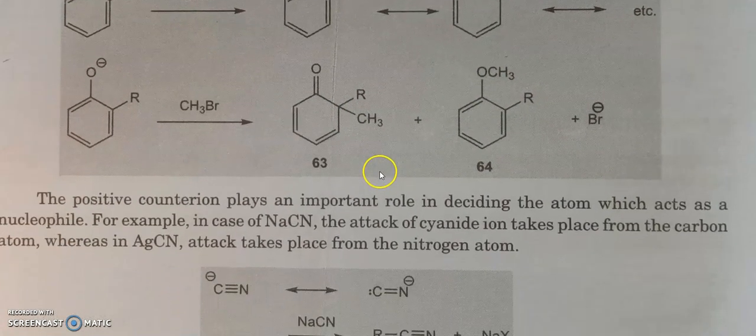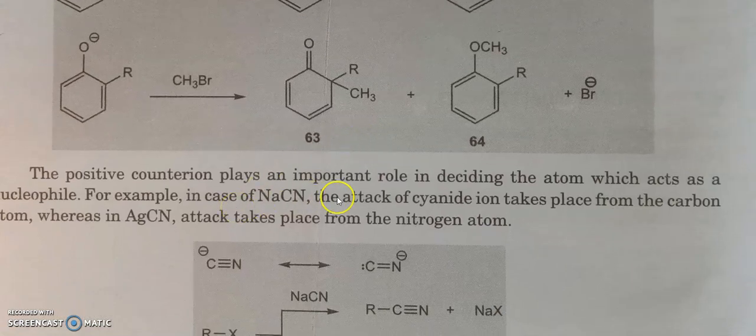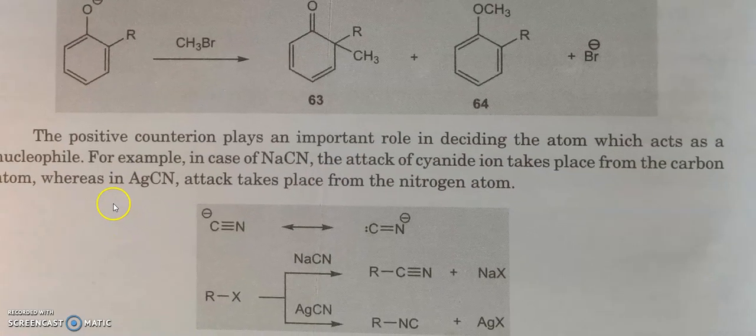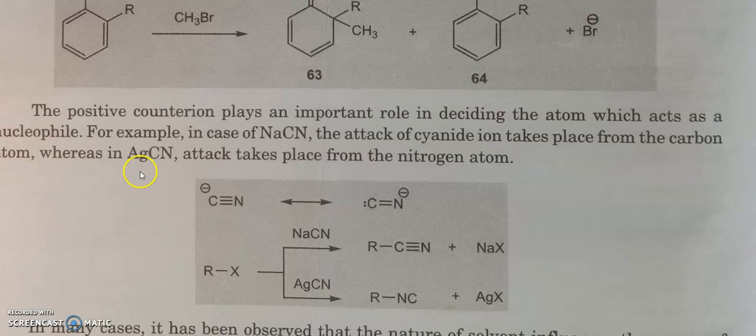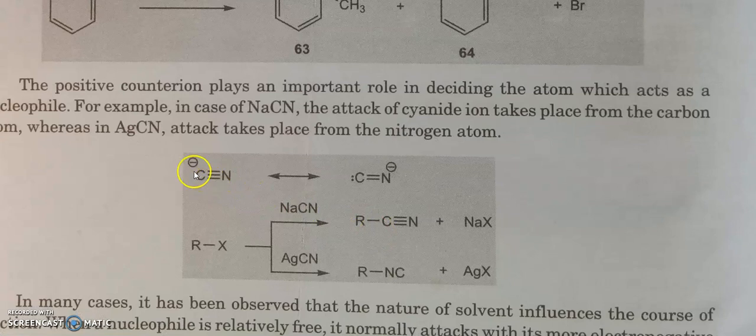The positive counter ion plays an important role in deciding the atom which acts as the nucleophile. For example, in the case of sodium cyanide, the attack of cyanide ion takes place from the carbon atom, whereas in AgCN, silver cyanide, attack takes place from the nitrogen atom. You can see this carbon minus converted into carbon double bond nitrogen minus. So if you have RX and you are using sodium cyanide reagent, then the cyano compound will form. If you are using silver cyanide, then isocyanide.